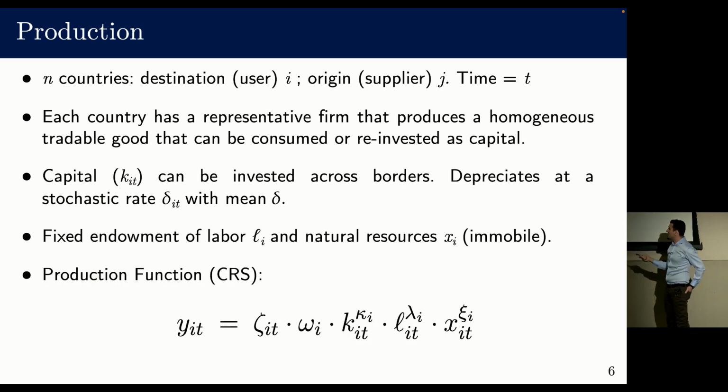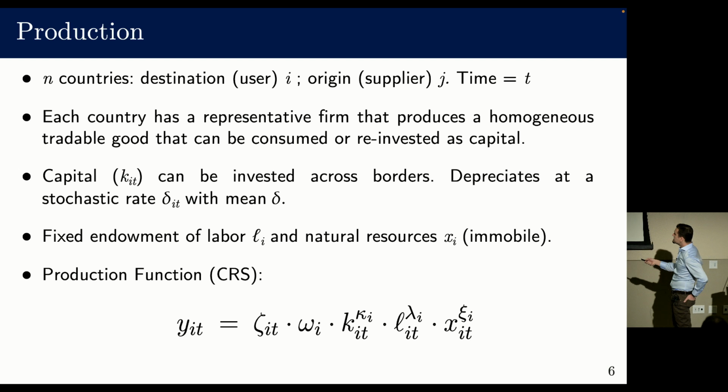Each country uses a Cobb-Douglas production technology with 3 inputs. So Y_T is going to be the GDP of the destination country. K, L, and X are going to be the 3 inputs: capital, labor, and natural resources. Why do we put natural resources? Because it's been shown that this is very important to have in this model. It's like a fixed factor of production that doesn't move.